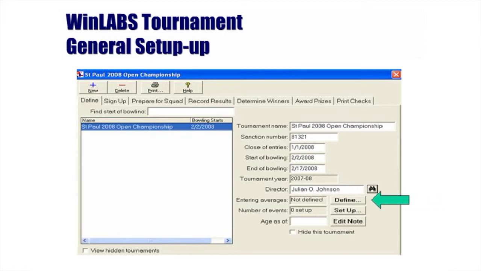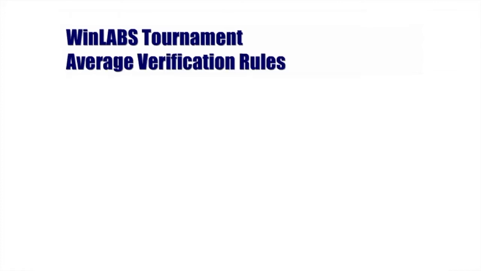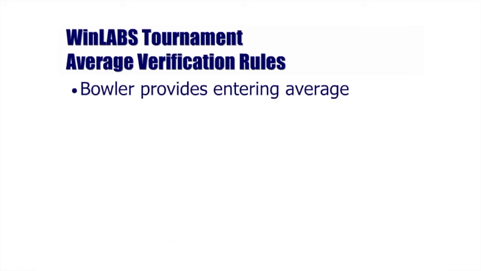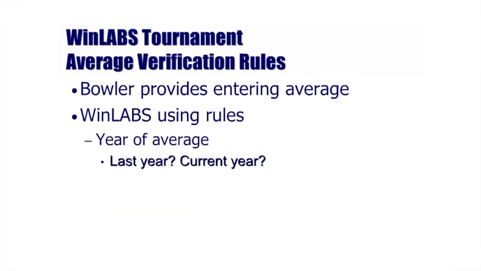It is now time to create the rules that WinLABS will use to verify averages. Click on the Define button to proceed. Before we go into detail, allow me to clarify what this feature is for. WinLABS will not supply the bowler's average. Instead, you must enter the average that the bowler submitted on their entry. WinLABS will then compare it with the seasonal averages and mark it as verified by placing a check mark beside the average field.